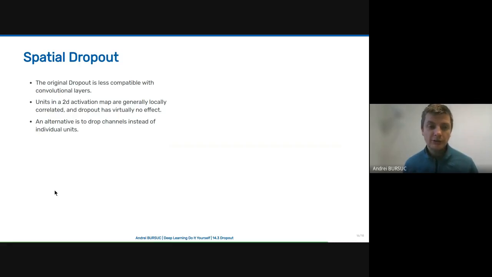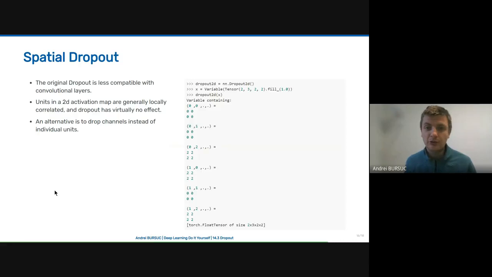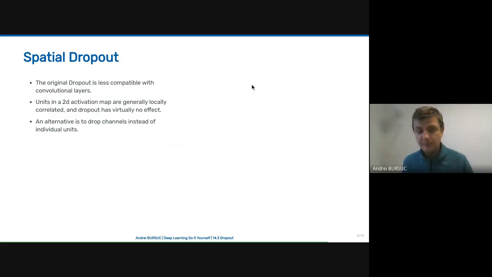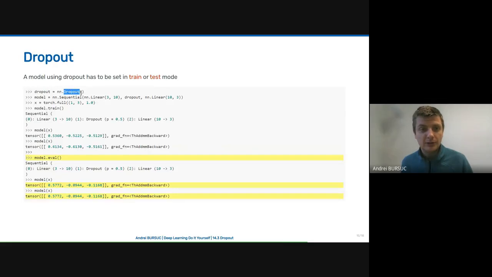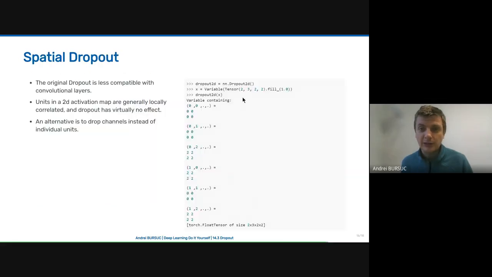The challenge here is that the units in a 2D activation map are generally locally correlated, so we cannot just drop a single weight, because dropout would have virtually no effect. So what we do is drop channels instead of individual units. Here we have an example in PyTorch. It's called Dropout2D, differently from the normal dropout that we have in fully connected layers.